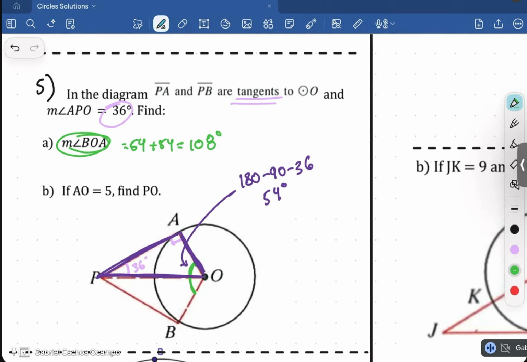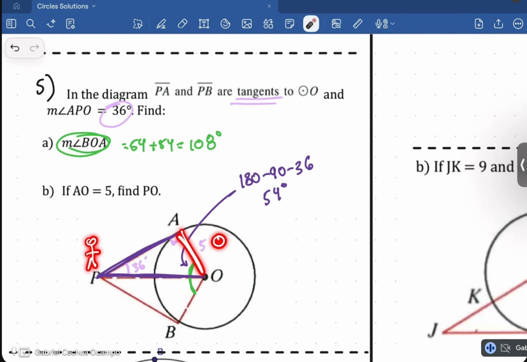Now, if they are telling me that AO measures 5, they are asking me to find PO. So in this purple triangle, I have a side and an angle. So whenever I have a side and an angle, I need to do SOHCAHTOA. So I am trying to find which one is this. If I stand here, this guy is my opposite, it's my up, and this guy is the hypotenuse, no? This one, because this one is in front of the 90-degree angle.